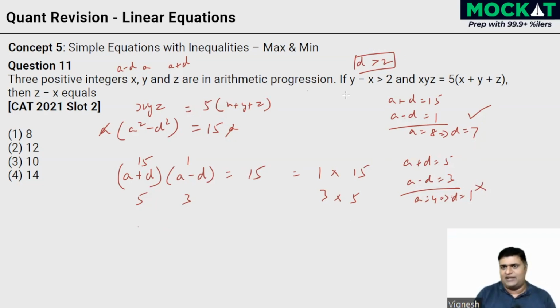What is asked is z minus x. What is z minus x? 2d, 2 times d, the common difference. So 2 times common difference is nothing but 14. So option 4 becomes the answer here.